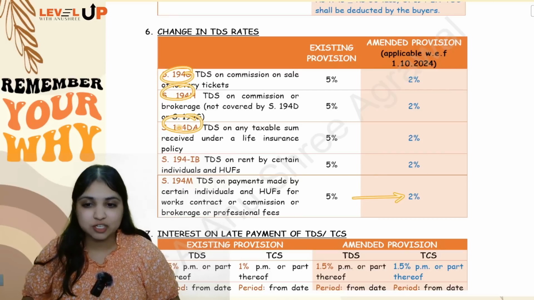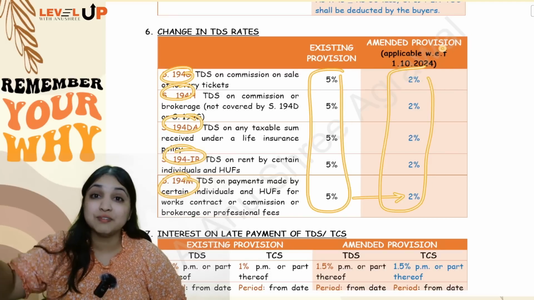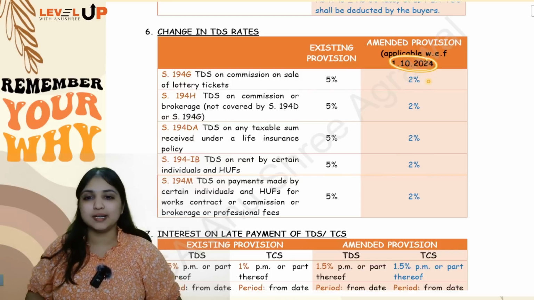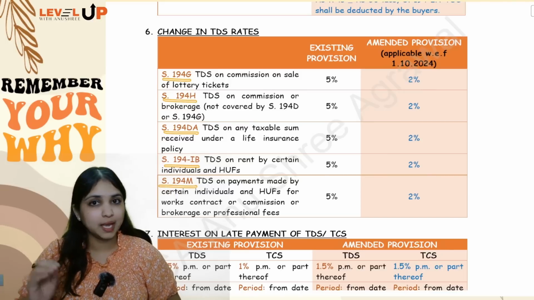So we have 5 sections. In all these 5 sections, from 5% it has been reduced to 2% with effect from 1st October 2024. 194G, 194H, 194DA, 194IB and 194M.